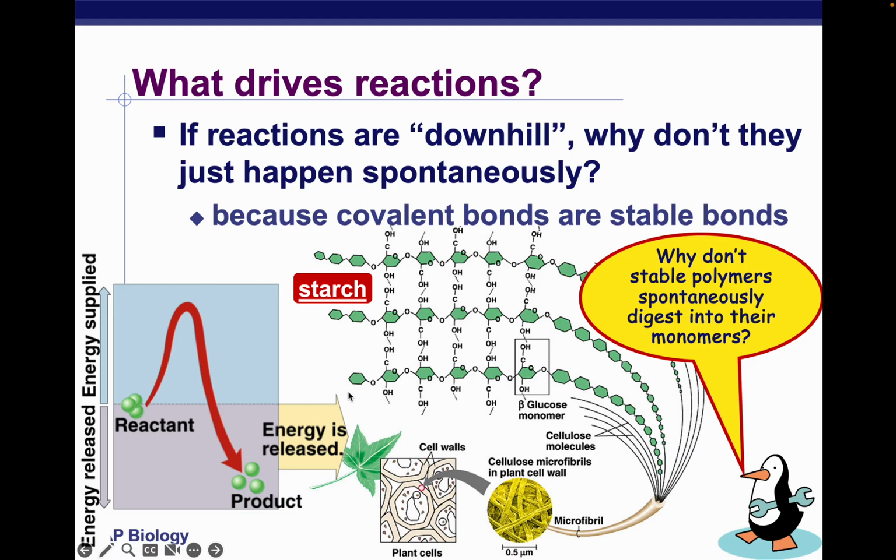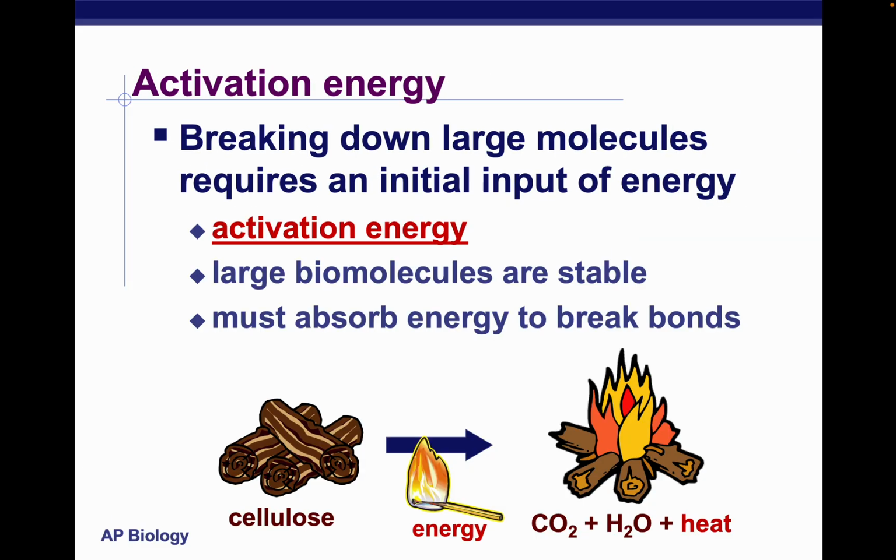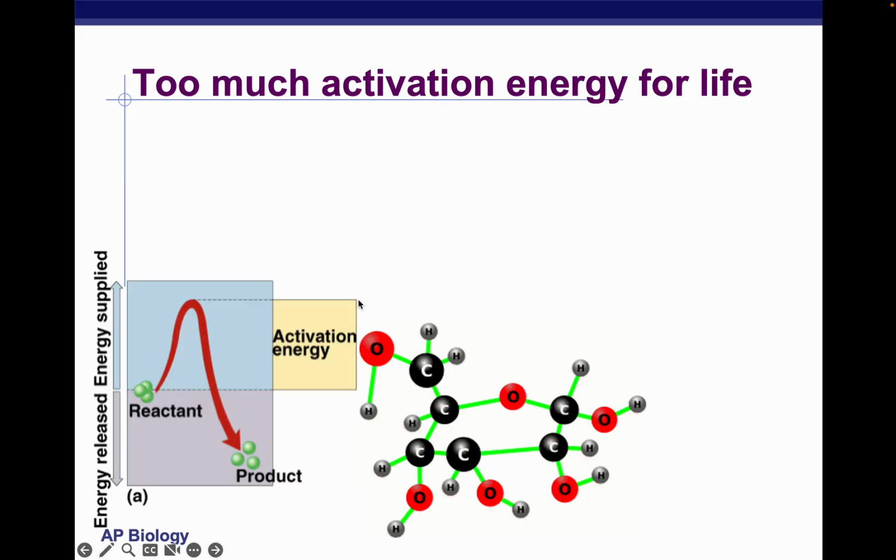Energy will be released or required based on how we break or form bonds. For example, if we have covalent bonds, we need energy to break them. Sometimes we need to remove energy, however, to form bonds. Activation energy is the energy needed to overcome the initial barrier to the reaction. Large biomolecules are stable and must absorb energy to break bonds. Basically, for a reaction, we need energy to start the reaction.